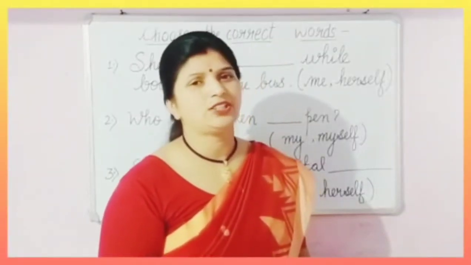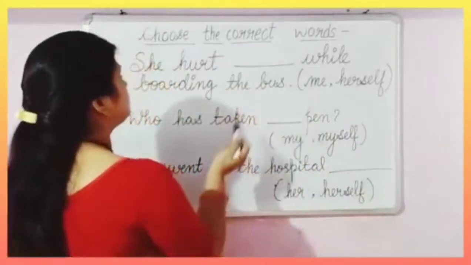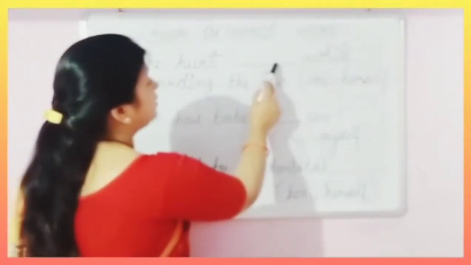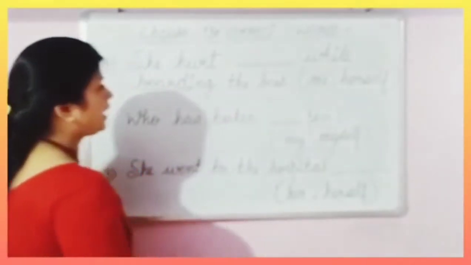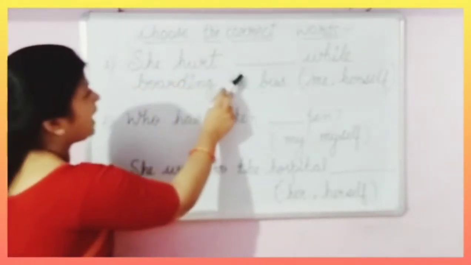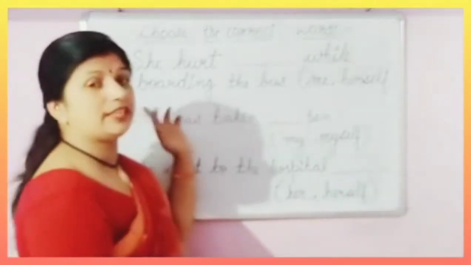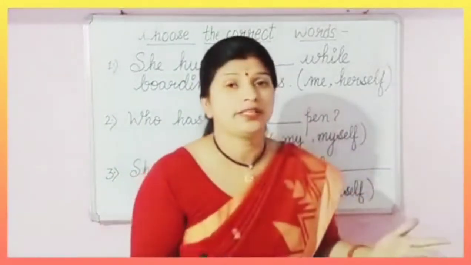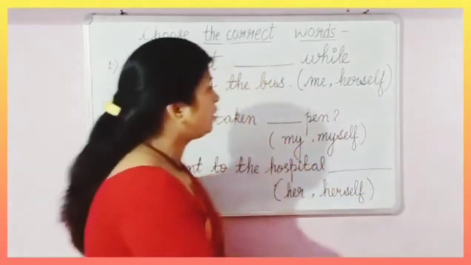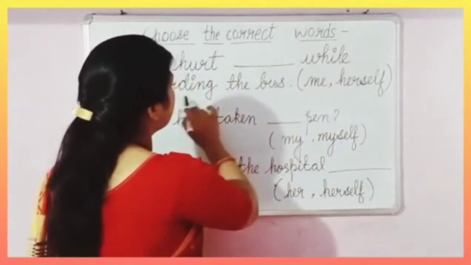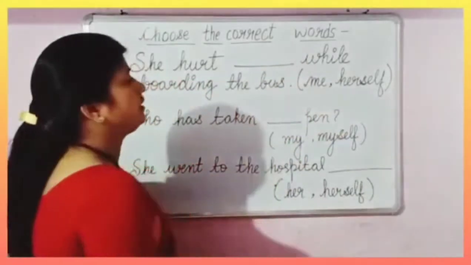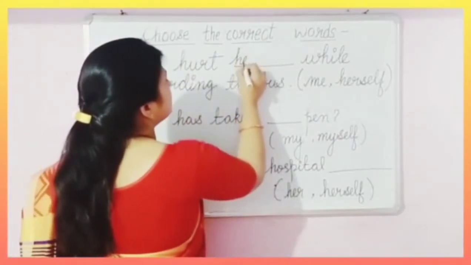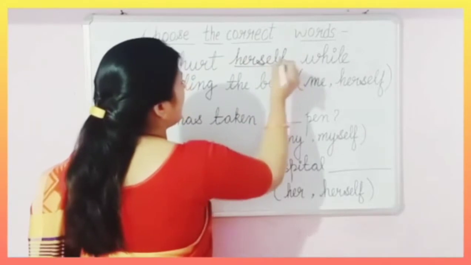My dear students, now let's do question number 2 of the same exercise 6.2. In this, choose the correct words. One statement is given to you and you have to fill this blank by choosing from these options. Okay, so let's read one by one. She heard dash while boarding the bus. So in this, you can see that it has been given about the subject, but whom she hurt, whom she harmed, nothing is mentioned. So what will we write here? She hurt me while boarding the bus, or she hurt herself while boarding the bus. She hurt herself, so we will write: she hurt herself while boarding the bus.